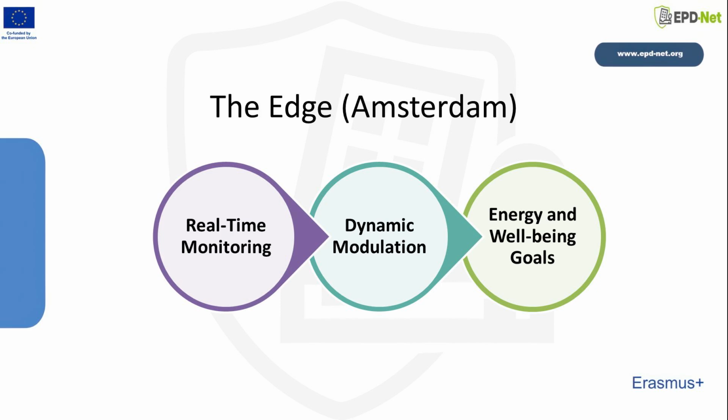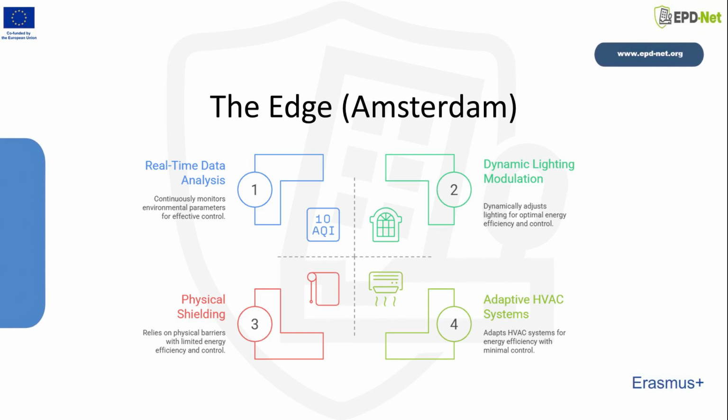Dynamic modulation. Instead of a fixed lighting scheme, the design utilizes advanced algorithms to analyze sensor data and dynamically adjust interior conditions. Specifically, artificial light is modulated based on the available natural light, which allows the building to adapt instantly to changing environmental conditions. Energy and well-being goals. This active optimization strategy was designed to reduce energy consumption while simultaneously improving occupant well-being by balancing natural and artificial light sources. The Edge in Amsterdam by PLP Architecture.